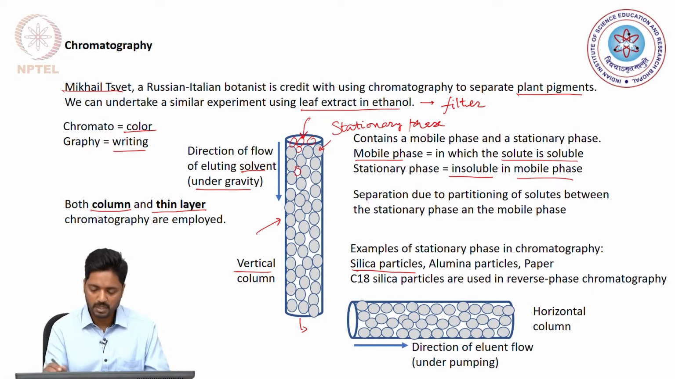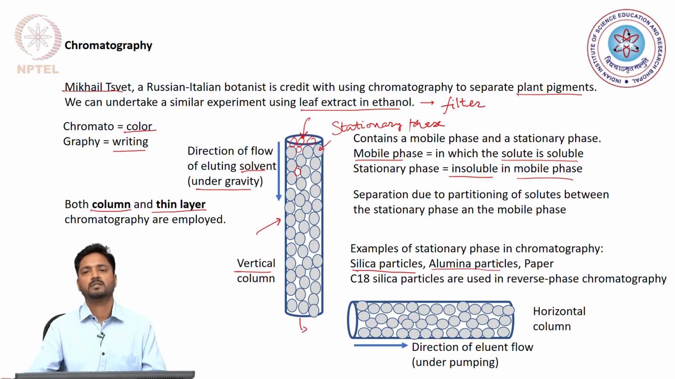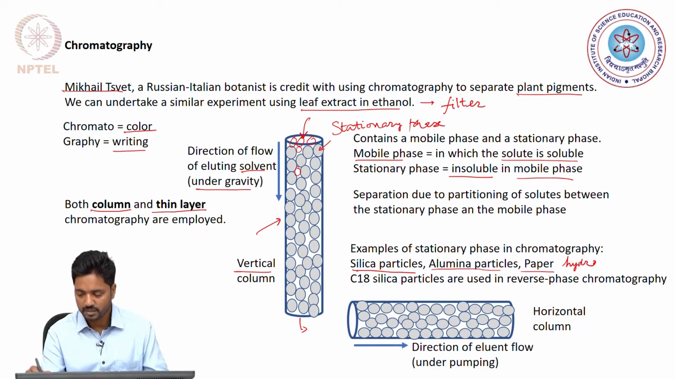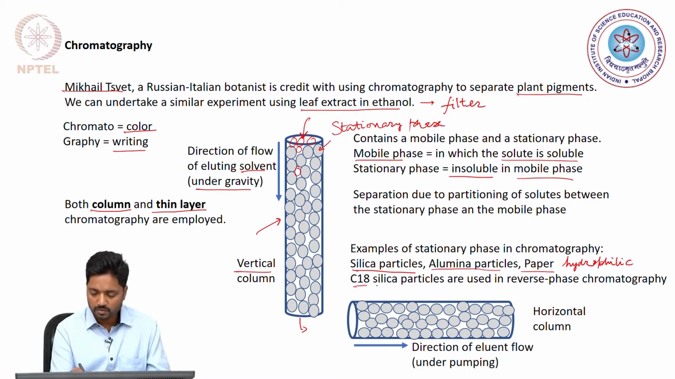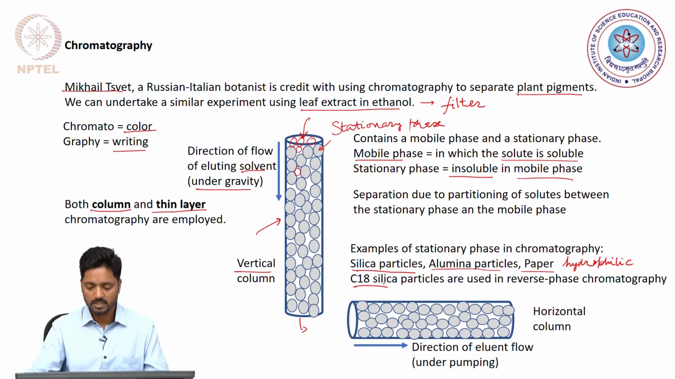We can also use alumina particles, that is aluminum oxide, and both of these particles, whether it is silica or alumina, are considered to be hydrophilic, and the same holds true for paper. All of these examples are stationary phases that are considered hydrophilic. We will discuss this aspect in the next slide as well, and we can also use what is known as the C18 silica particles, and we will understand what this is in the next slide.